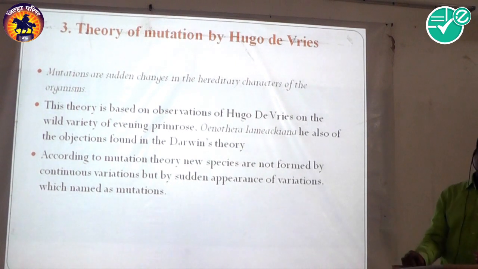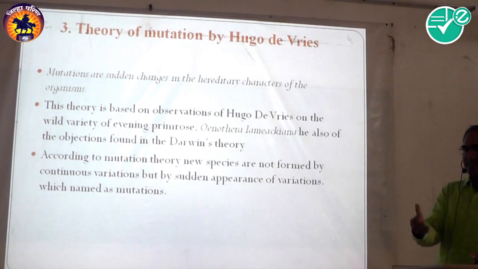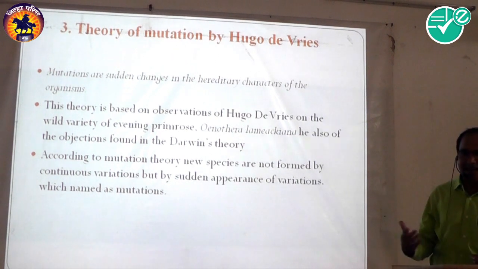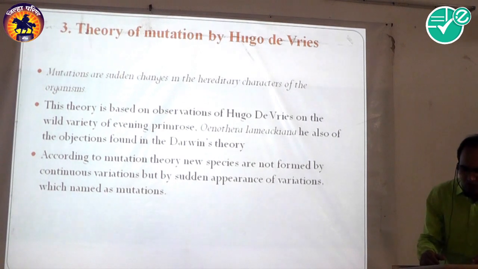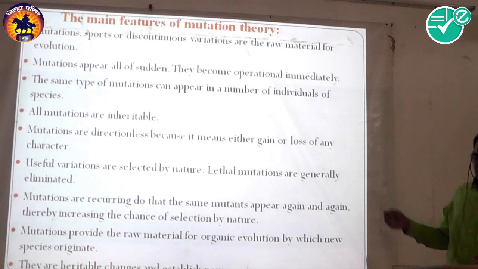So continuous variation from one generation to the next is not responsible for the formation of new species, but the discontinuous variations, which are considered as mutations and appear suddenly in that organism, are responsible for forming a new species. The main features of the mutation theory: mutations, sports, or discontinuous variations are the raw material for evolution. No doubt, mutation is one of the factors in the evolutionary process, but mutation itself is not the only factor.